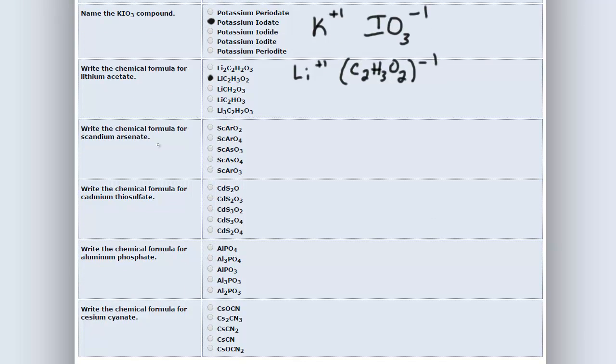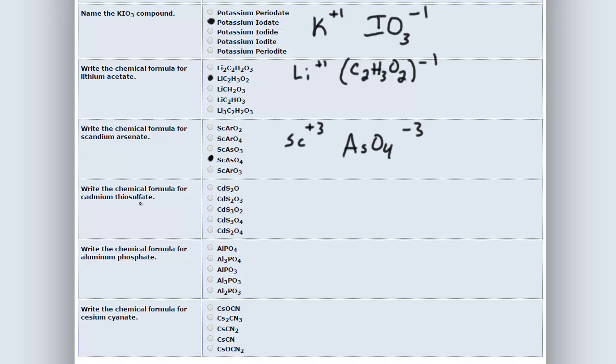Write the chemical formula for scandium arsenate. Scandium is a +3. And arsenate is AsO4. And it's a -3 charge. Arsenate, -3. Sc is a +3, arsenate AsO4 is a -3, +3 -3 equals 0. All right, we're just zipping through these. ScAsO4.